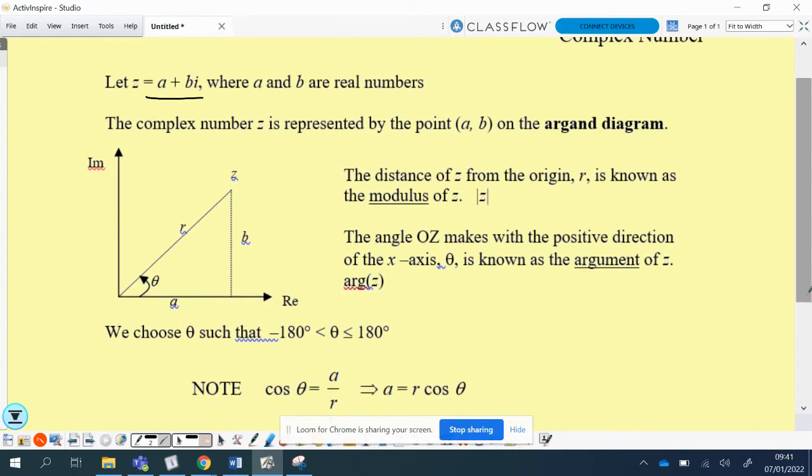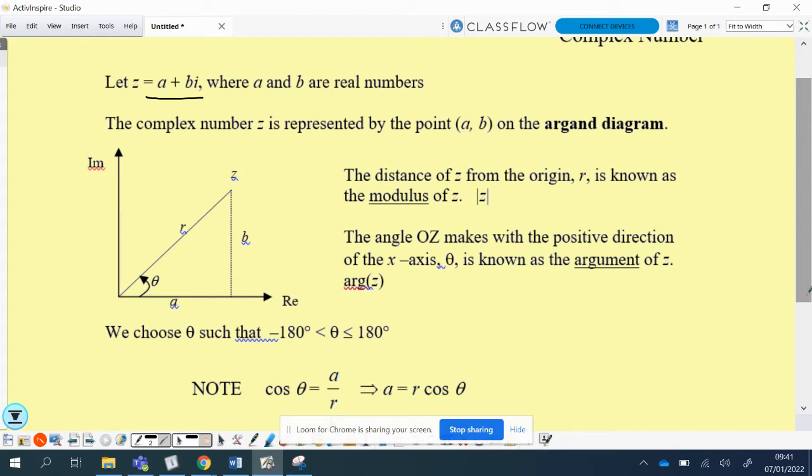So remember, our Argand diagram we can sketch by having the real axis going across, like an x-axis, and the imaginary axis up and down, so that's the y-axis, and the point z would be along a and up to b. So that's how we can plot a plus bi on our Argand diagram.